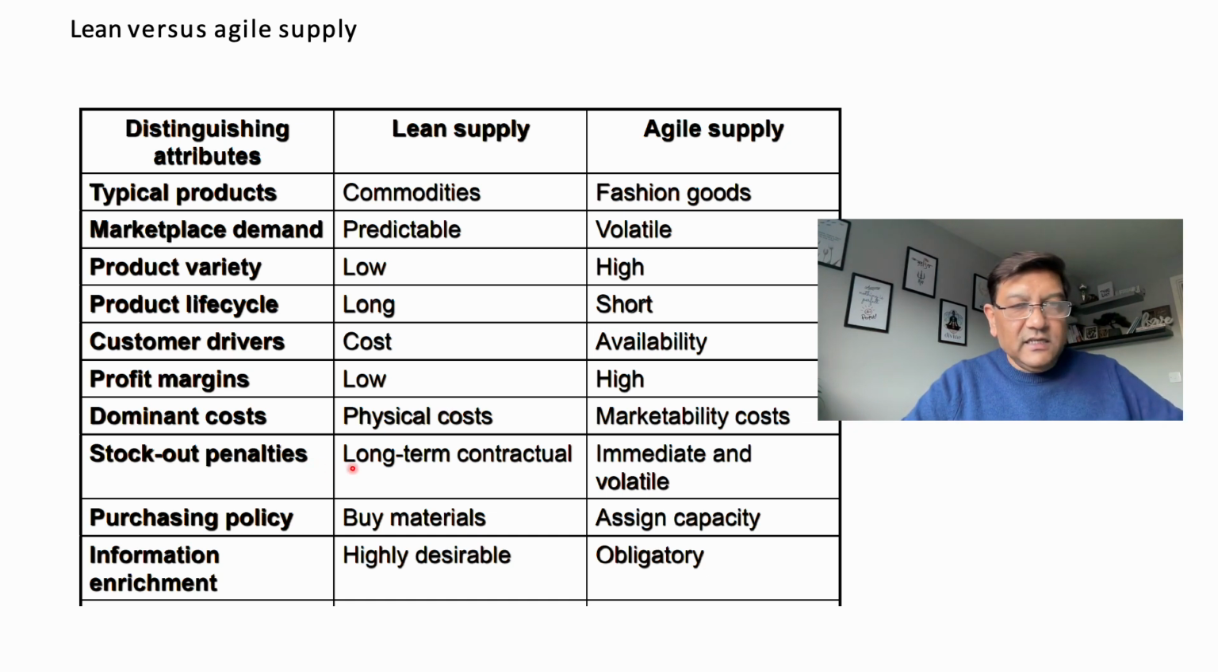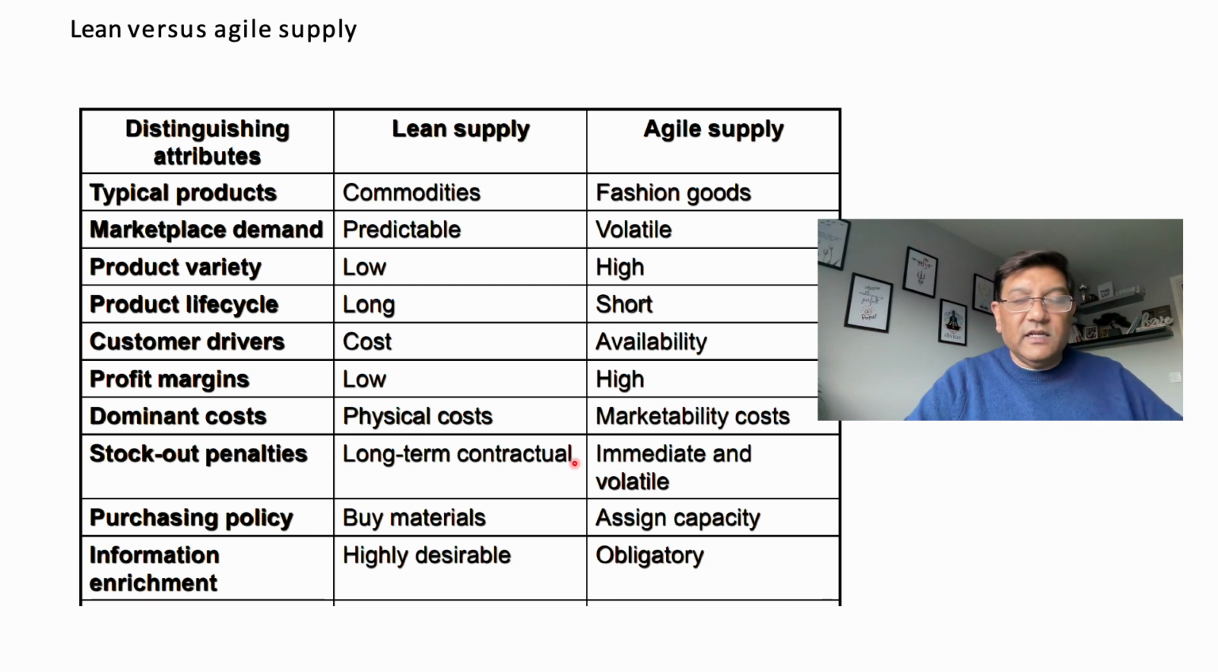Stock out penalties, long-term contract. In lean, for example, the engine manufacturer will manufacture thousands and thousands of engines every day. But in agile, it could be immediate and volatile. So if they stock out, they might lose the contract in lean. If they stock out in agile, because agile is much more flexible and responsive to demand, we need to deliver it now or as early as possible. It could be very immediate and volatile as well.